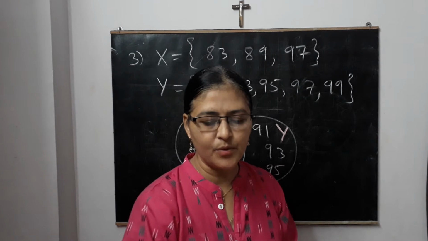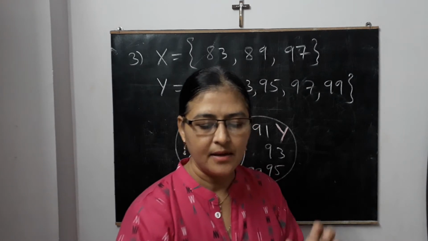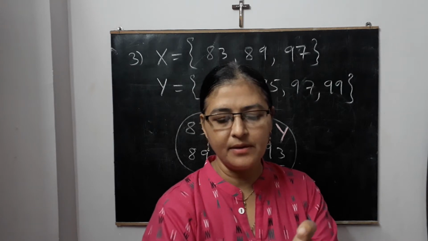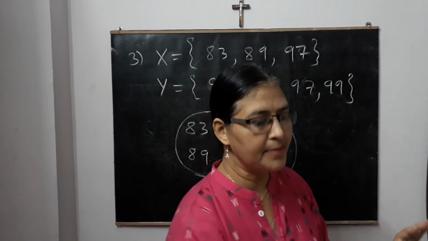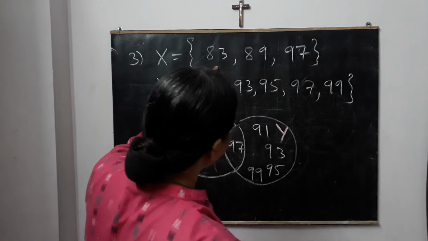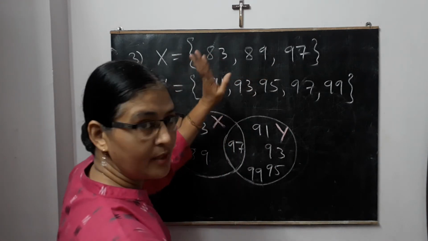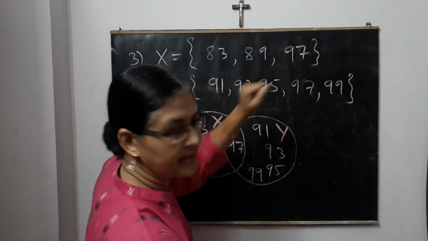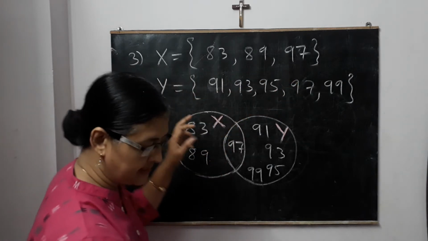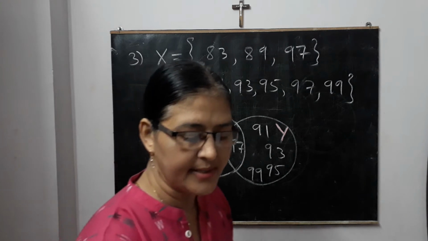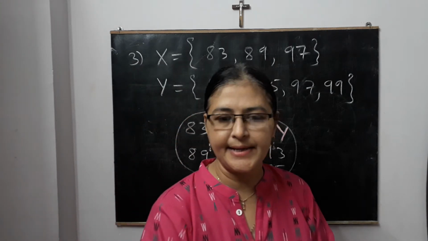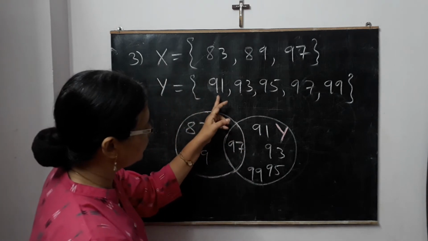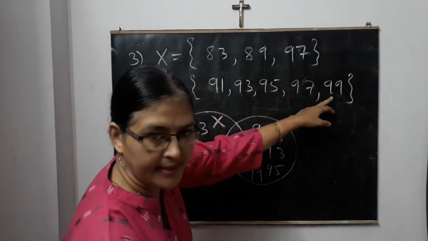Now we come to the third question in the seventh one. X is a set of x such that x is a prime number between 80 and 100. Now which are the prime numbers? You will start from 81 onwards. 81, 82 are not prime. 83, then we go to the other ones, 89 and 97. Then Y is a set, they have asked you, that is an odd number: y such that y is an odd number between 90 and 100. Whichever odd numbers are there, you will list down. After 90, that is 91, 93, 95, 97, 99.